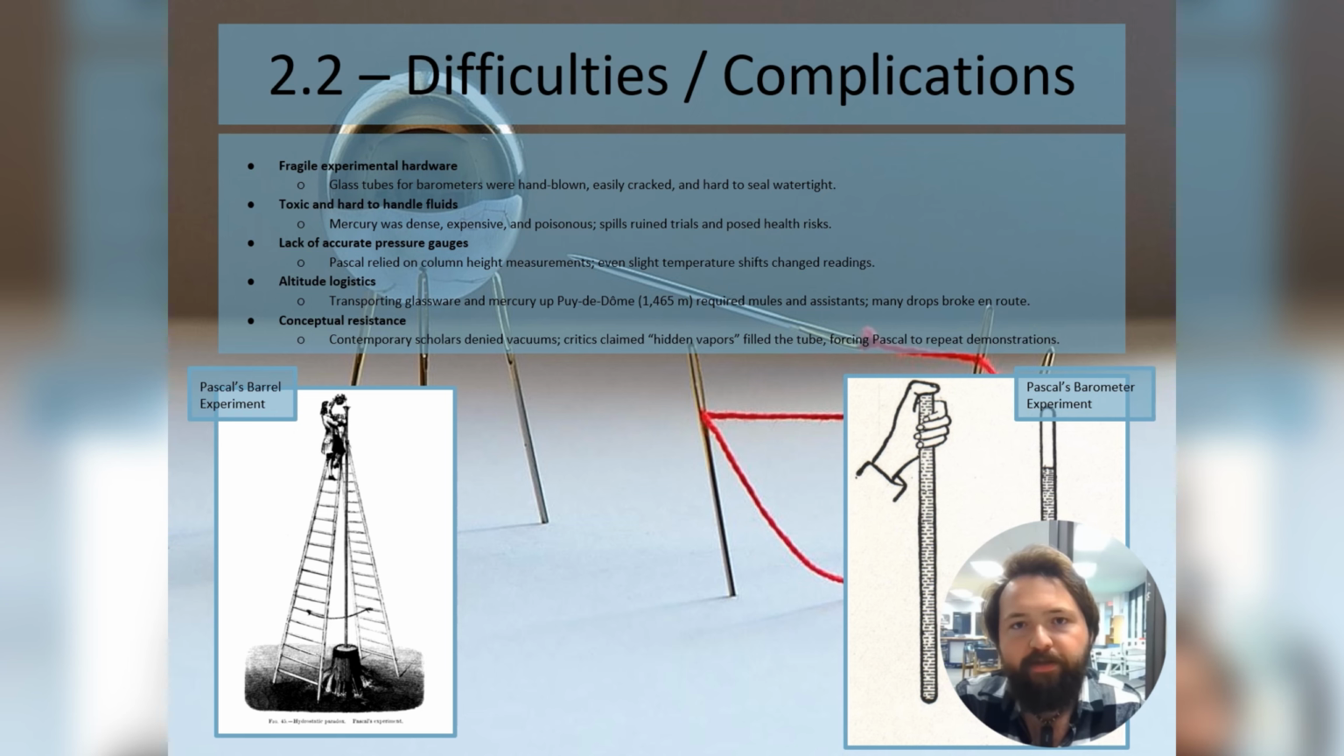Finally, Pascal had to overcome conceptual resistance. Many scholars at the time denied the existence of vacuums, arguing that hidden vapors filled the tubes. Because of this skepticism, Pascal had to repeat his demonstration multiple times to convince others.